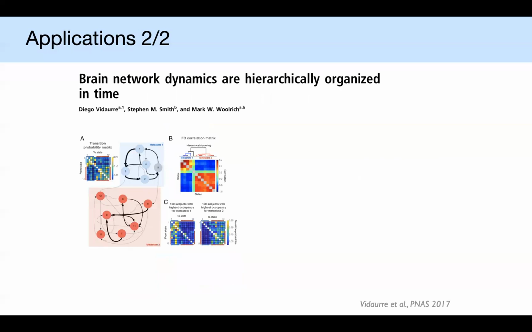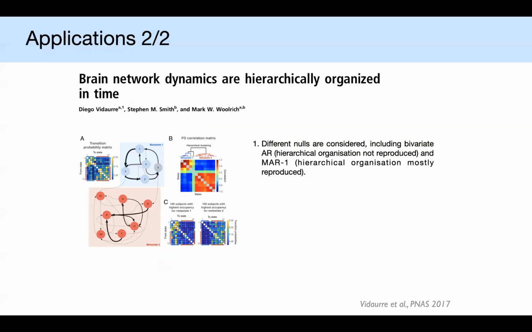Vidaurre and collaborators show that these states, brain states, are organized into two metastates. So how should we now interpret their results in light of what we've seen? First, the different nulls that were considered allow us to make different conclusions in terms of the statistical nature of the original time series. Again, the bivariate null is easily rejected, but we've seen why. It's kind of obvious. And the multivariate AR is capturing quite well this clustering into two metastates.